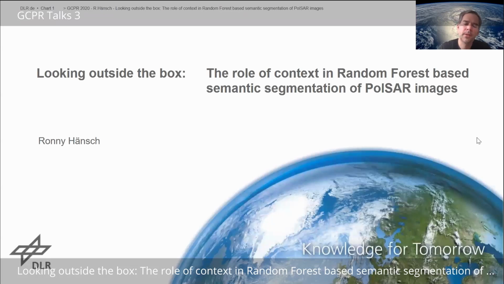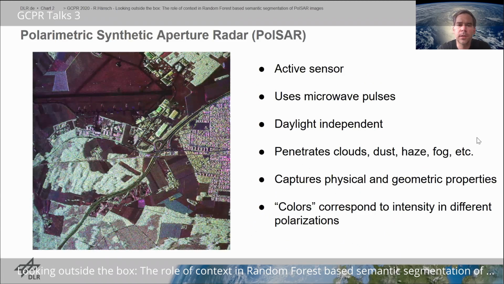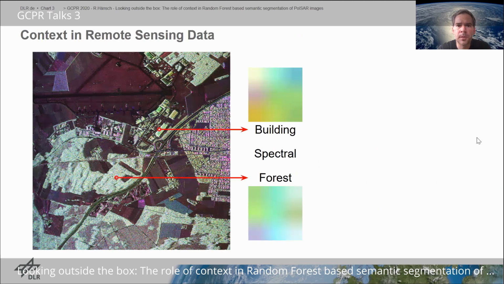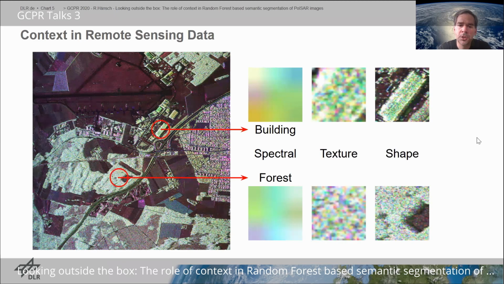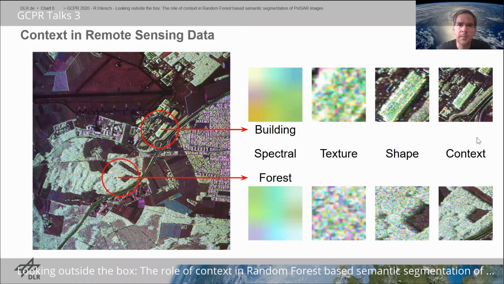Hello everybody, my name is Ronny Hänsch from the German Aerospace Center, and the topic of my talk is how important context is in the semantic segmentation of PolSAR images. SAR is an active sensor that records the echo of a microwave pulse backscattered on the ground. Increasing the context means that the classifier has not only access to the information that is contained in the spectral signature in one single pixel, but also to texture, shape, or information in a larger neighborhood.